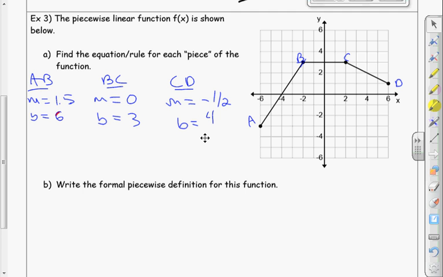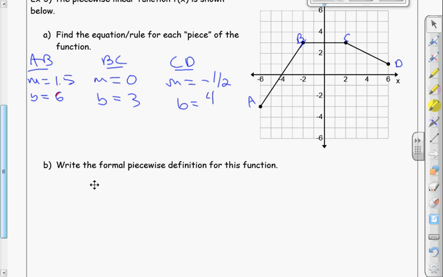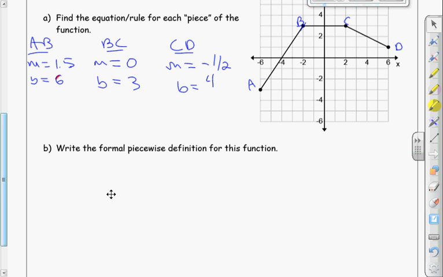So what we need to do with this information now is create 3 rules for each piece of the graph, and we also need to determine the intervals over which those rules apply. And we're going to do that by writing the formal piecewise definition for the function. So we would begin this by writing f of x equals, and then we would open a large set of curly braces. And in these braces, we're going to write the 3 rules in order.